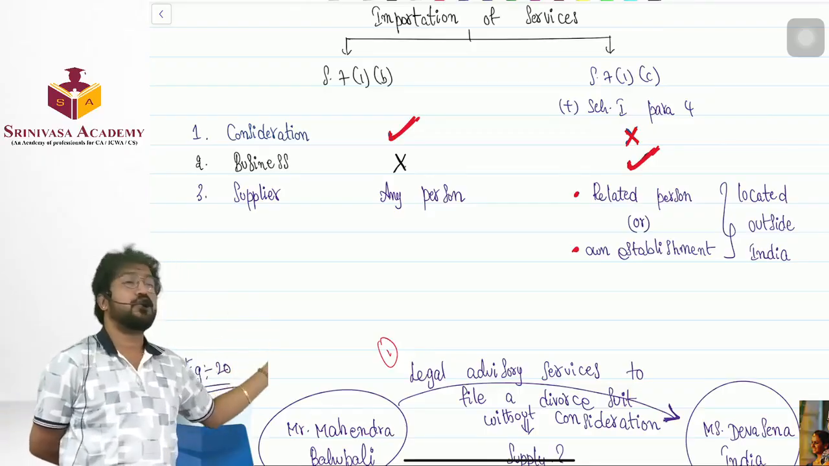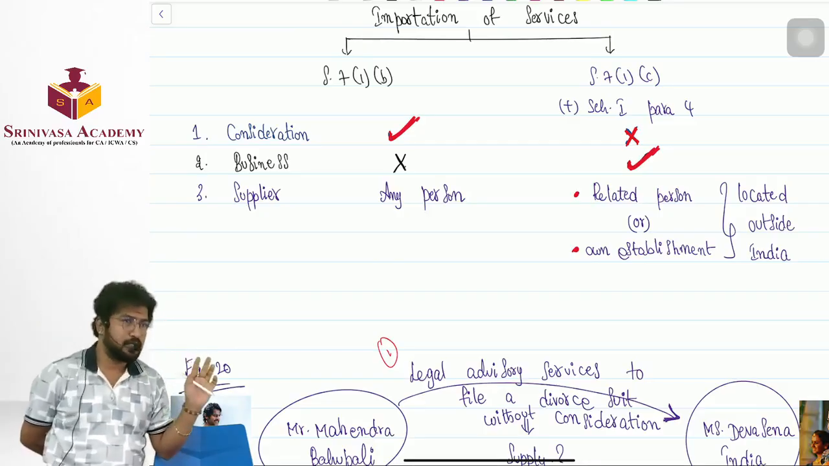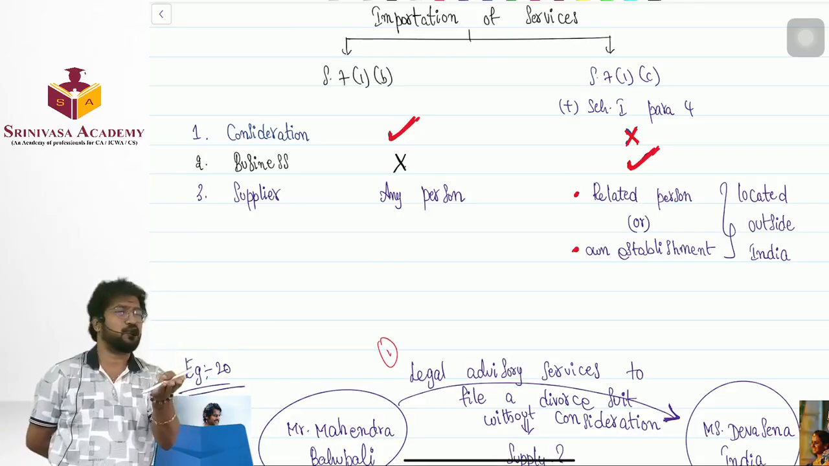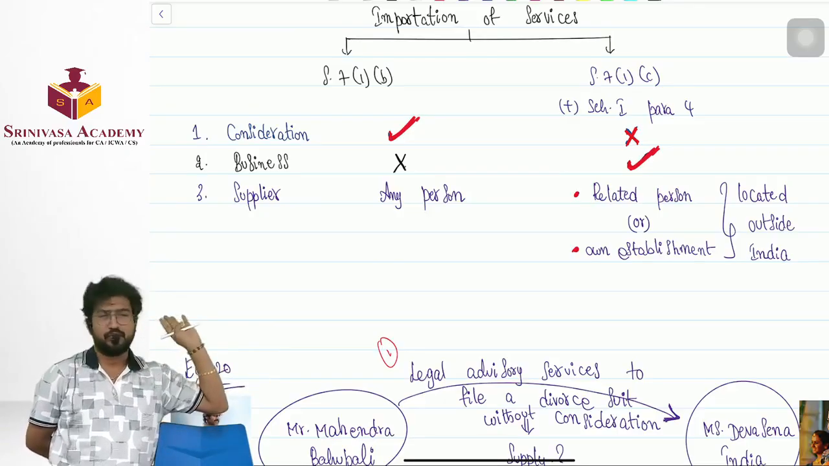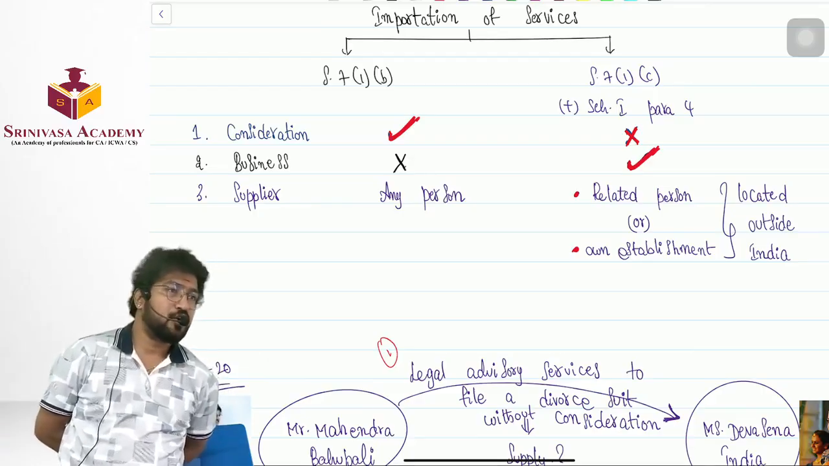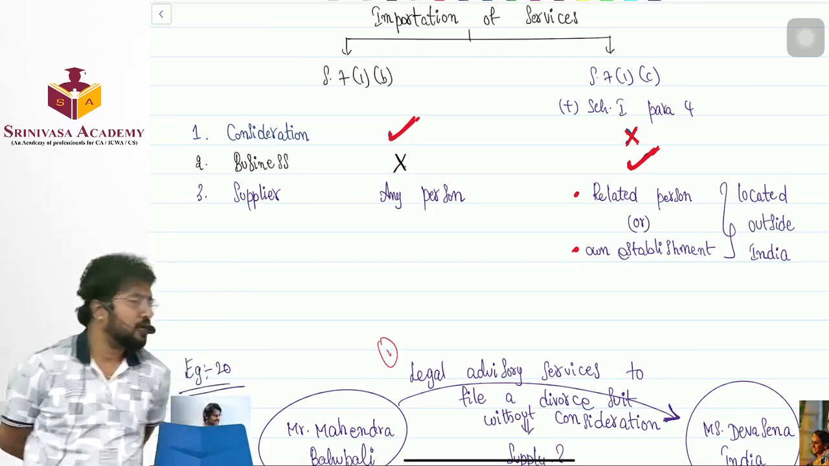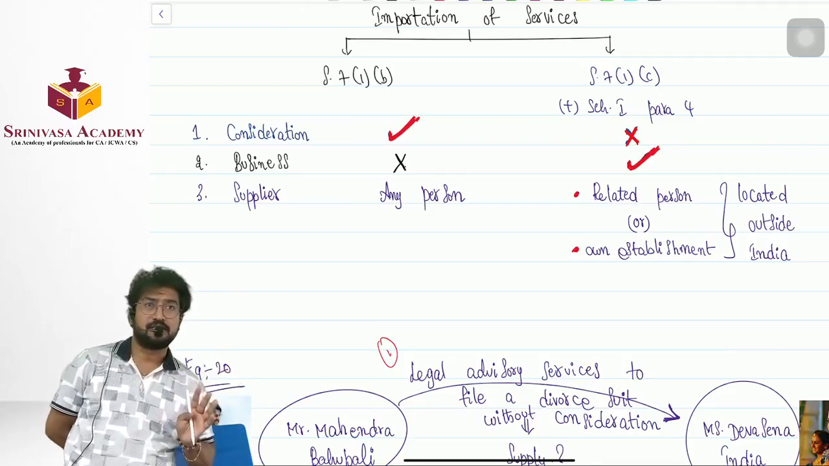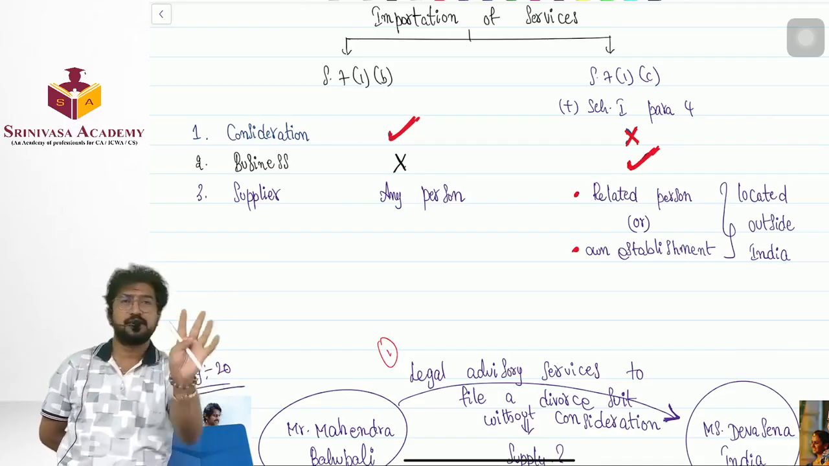71C read along with Schedule 1 Para 4. Am I clear? Schedule 1, Para 4. Activity 1, 2, 3, 4 is nothing but Para 1, Para 2, Para 3, Para 4. Sir, if it is with consideration, where will it come? Automatically 71B. You need not check anything else, it is supply, because consideration is there.